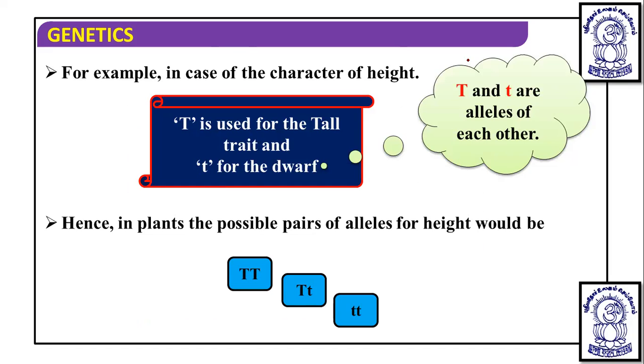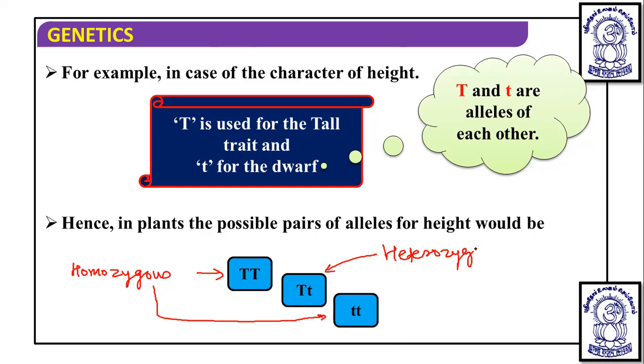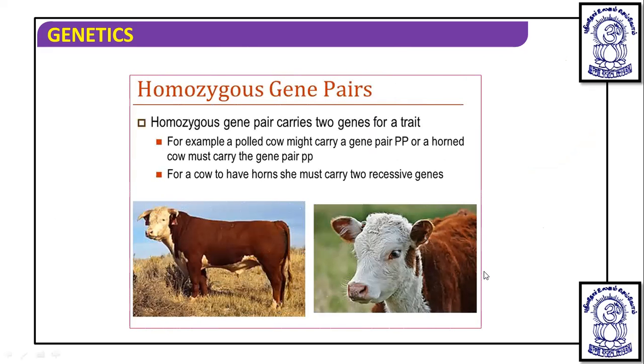Now, when alleles come in pair, and when the same type of alleles are forming a pair, then it is known as homozygous condition. And this is also representing homozygous condition, but this is representing heterozygous condition. So heterozygous condition shows a pair of different alleles. So a homozygous gene pair carries two identical genes for a trait.